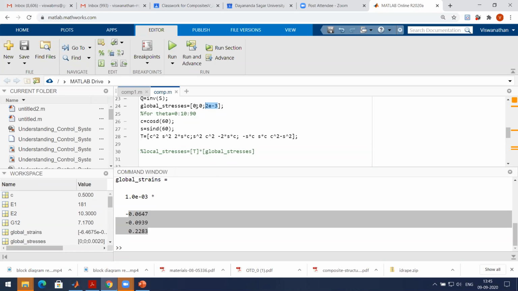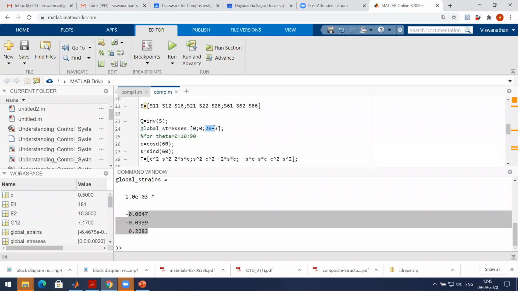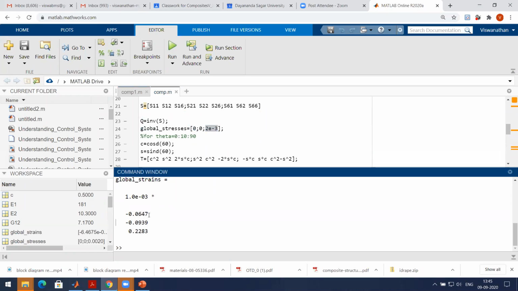There is no sigma x, there is no sigma y. That means there are no extensional stresses, but you have applied only shear stress. But what you're getting is epsilon x. What is epsilon x? Extensional strain. Epsilon y is also extensional strain. But this one is shear strain.